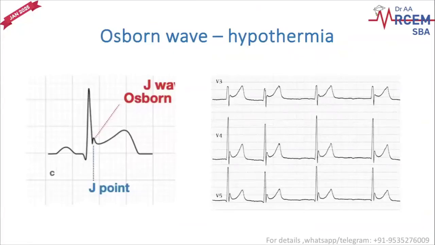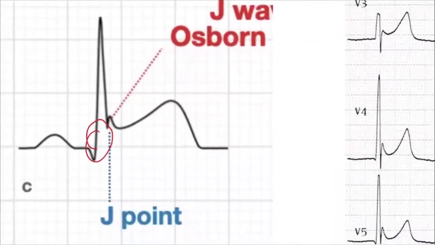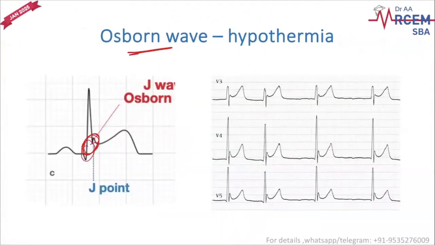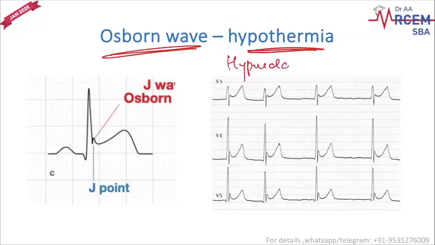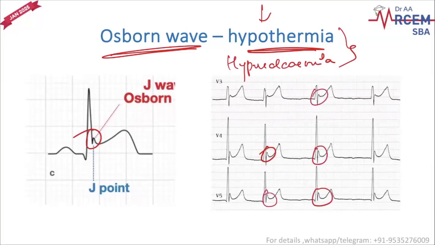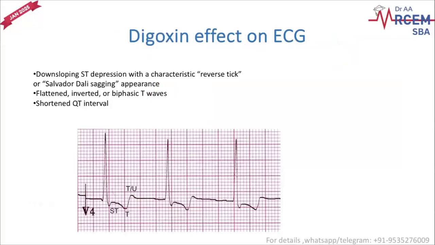Next we are seeing is an Osborne wave. We are still in the T wave segment. Osborne wave is nothing but notching at the J point. Whenever there is a notch present at the J point, it is known as an Osborne wave. This Osborne wave is seen in hypothermia, and also seen in hypercalcemia. So do not forget, it is seen in two conditions. It is not a pathognomonic feature of hypothermia only. It is also seen in hypercalcemia, which we'll be seeing in upcoming slides. So a notch seen at the J point is known as an Osborne wave.